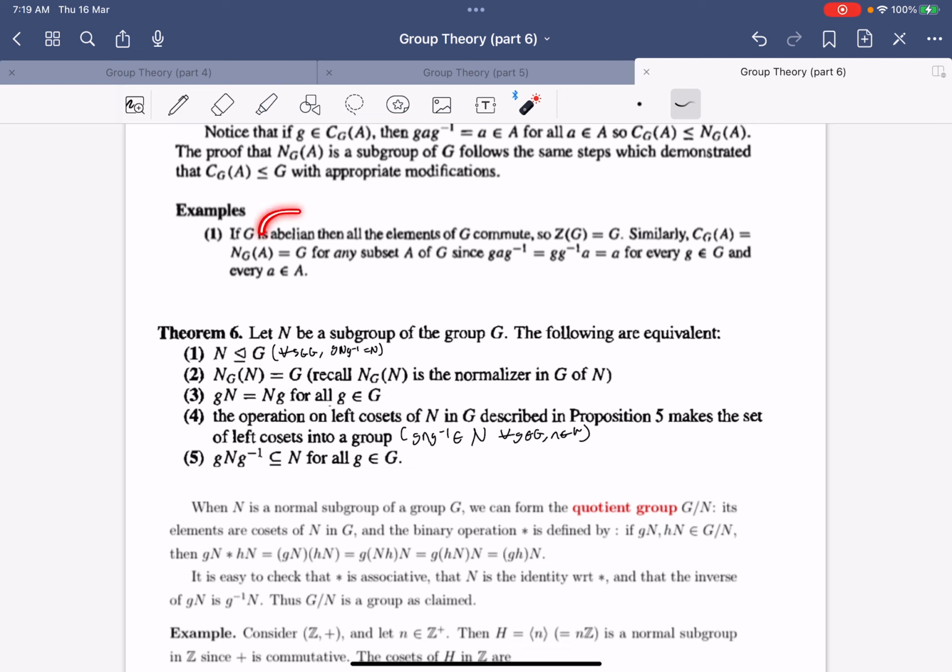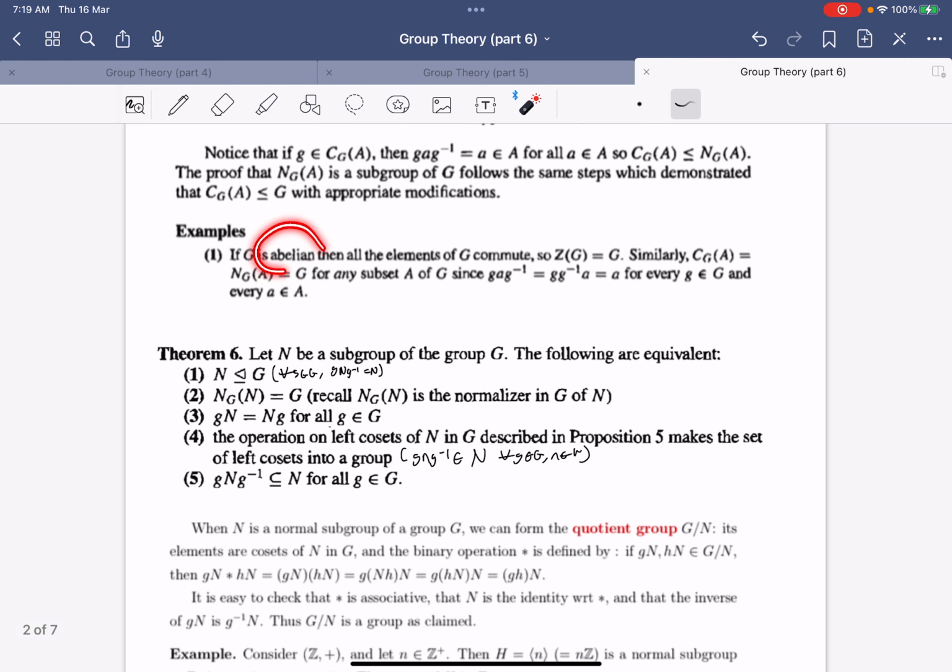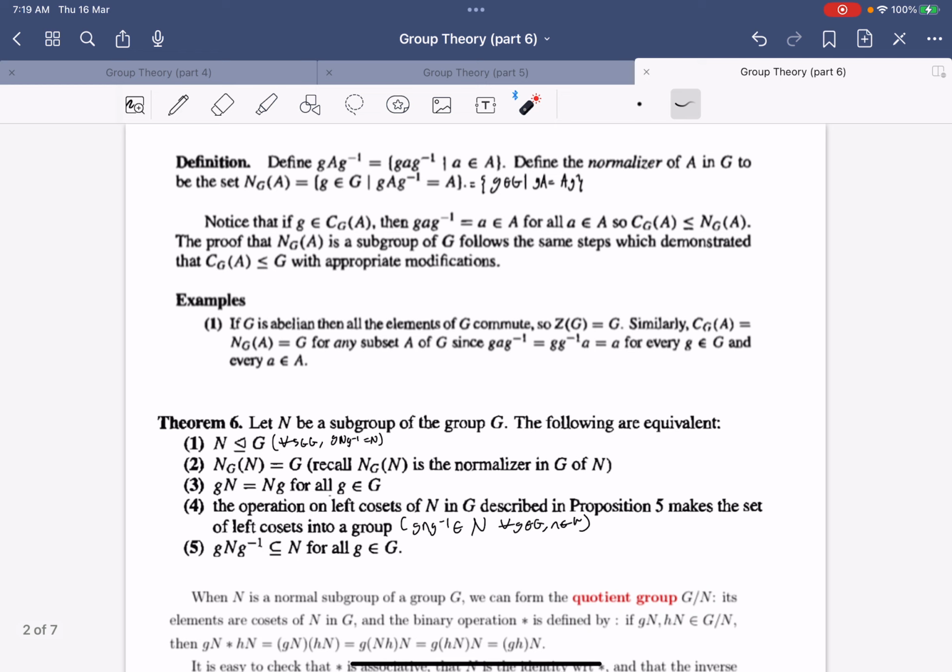Now, if we take the example that G is abelian, then of course the center is G, and the centralizer and normalizer are all equal to G. And you can just prove it by showing this definition to be equal to G itself.